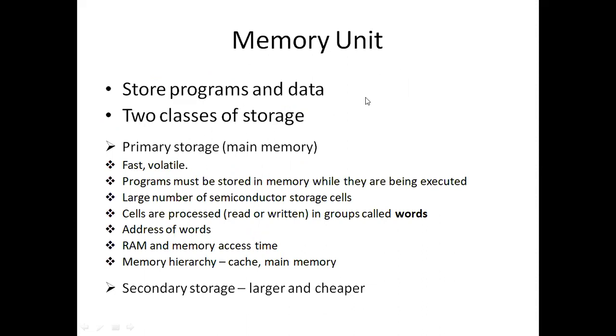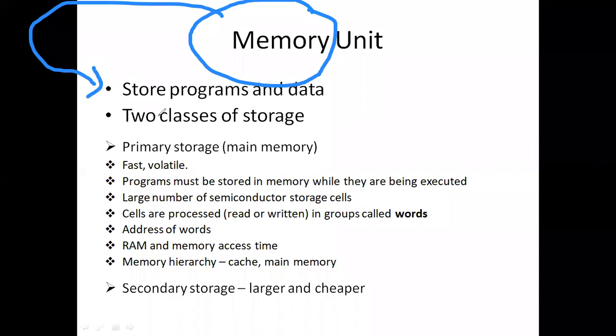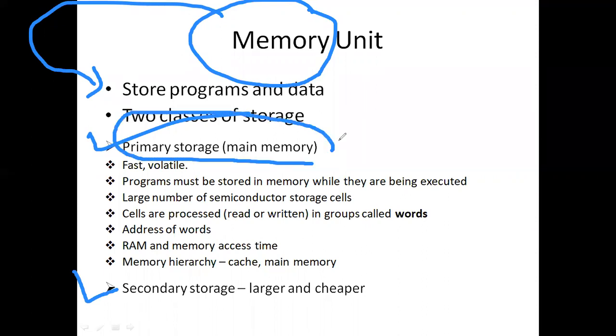Now, memory unit. We all know that we need memory to execute the instructions, or you can say to execute the program, right? This memory is used for storing the programs and data. Mainly we divide this memory into two classes. First one is primary, and the second one is secondary storage. So what is the primary storage or main memory? Can anybody tell me?